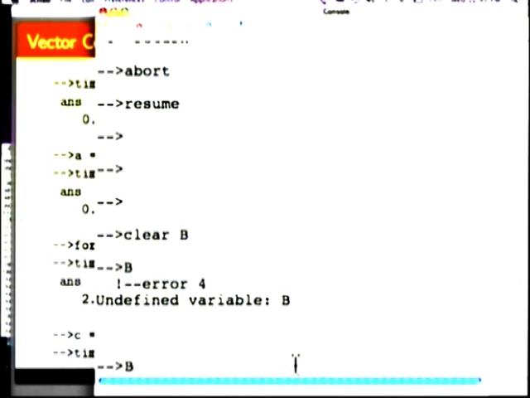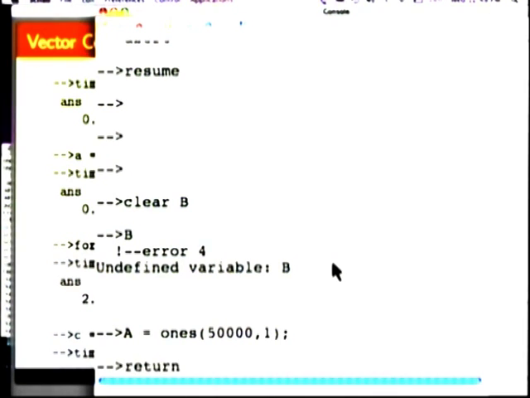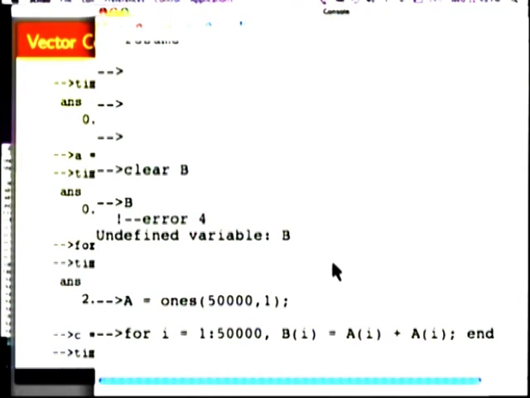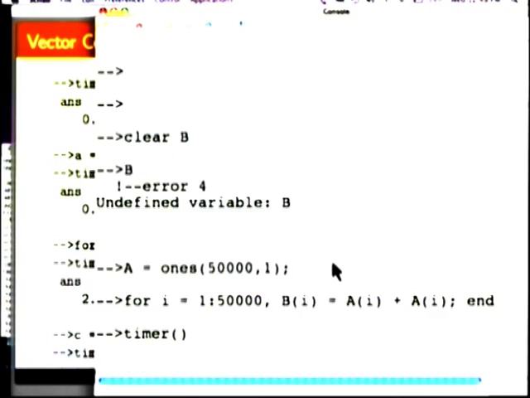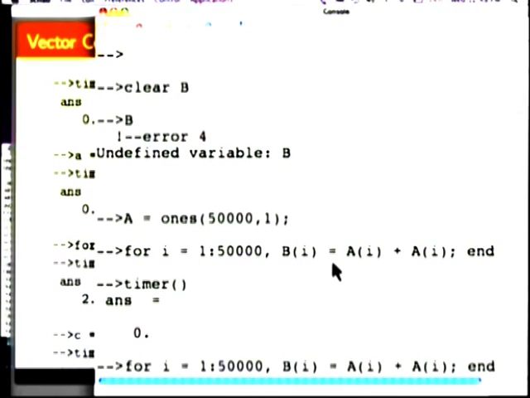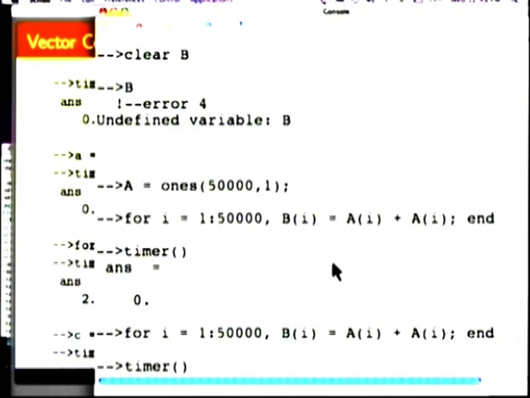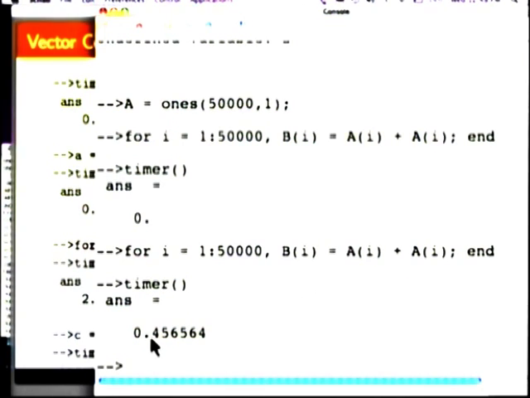So A is ones of 50,000 comma 1, and then B is this. Okay, it is doing the computation. All right, it has done the computation. So what I will do is invoke this function called timer. I do the calculation once again. Timer. So it says now it took 0.4565. Just remember this number.